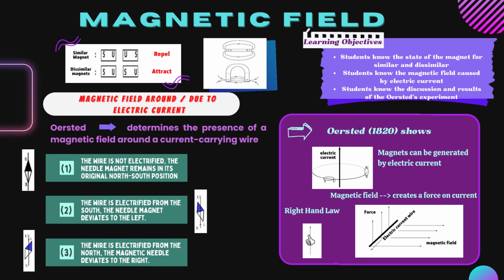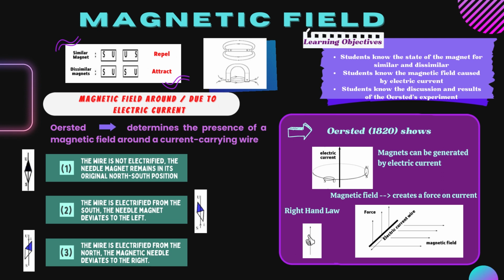Oersted determined that there is a magnetic field around a current carrying wire. There are three conclusions that he made. The first is the wire is not electrified: the needle magnet remains in its original north-south position. The second, the wire is electrified from the south: the needle magnet deviates to the left. The third, the wire is electrified from the north: the magnetic needle deviates to the right.